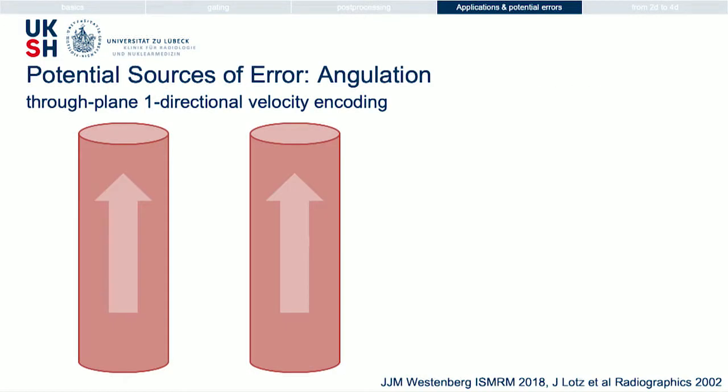You want to do these measurements accurately, so you need to avoid another error. That's the misangulation. In through-plane measurements, you're only measuring the flow that goes orthogonal through your measurement plane. If you misangulate the plane in the vessel, you're still measuring just the flow that goes orthogonal through the plane. But this means you miss the peak velocity.